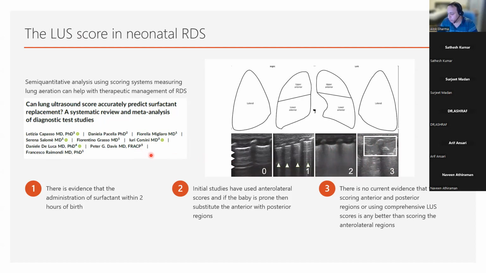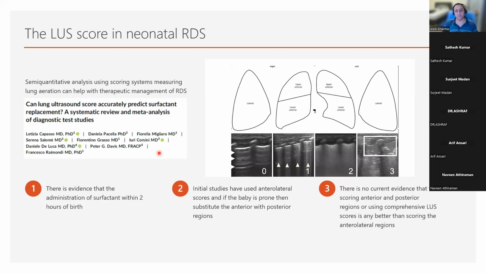There is good evidence now from a meta-analysis published by Capasso in 2023 that looks at 7 studies, approximately 600 to 700 preterm babies. It shows that lung ultrasound scores can accurately help diagnose RDS when you correlate clinically, but more importantly can predict and correlate with the oxygen requirements of the baby going up, as well as predict the need for surfactant replacement. Now, this is high quality evidence. These are randomized control trials, not one, multiple.